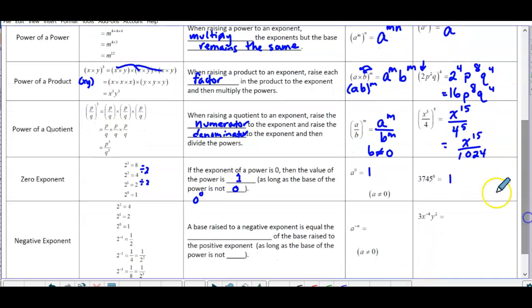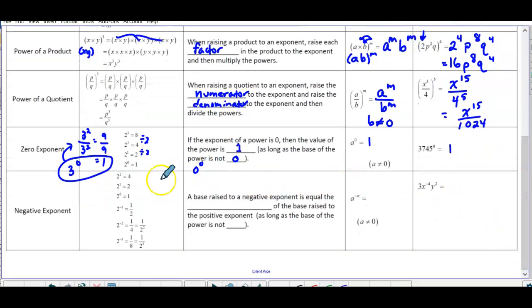Another way of thinking about 0 exponents, if we had something like 3 squared over 3 squared, well, we know that that is 9 over 9, which is 1. We know from our quotient rule that we keep the base the same and subtract the exponents. So 3 to the exponent 0 equals 1. So that's another way of showing. So patterns or the power laws.